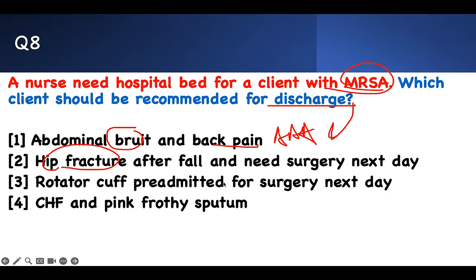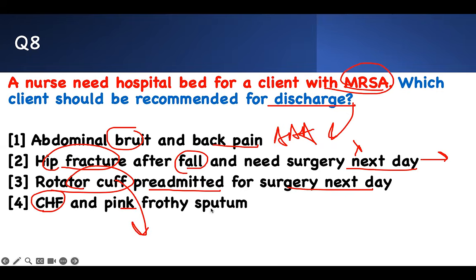Hip fracture after a fall, and knee surgery next day. He's unstable. He can't walk. He has a fracture. His leg needs to be stabilized. He can have a fat embolism. He's not ready. Rotator cuff, pre-admitted for surgery next day. This is elective. It's not going to kill him.